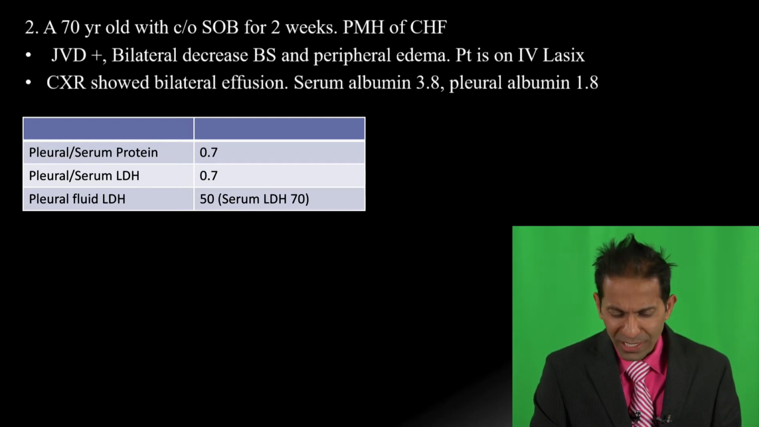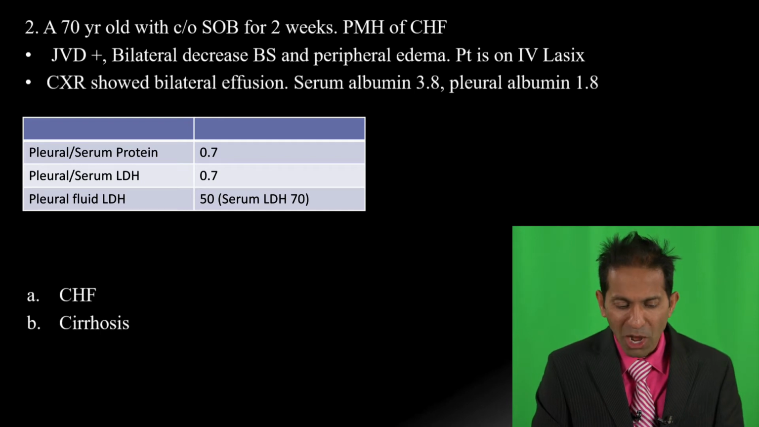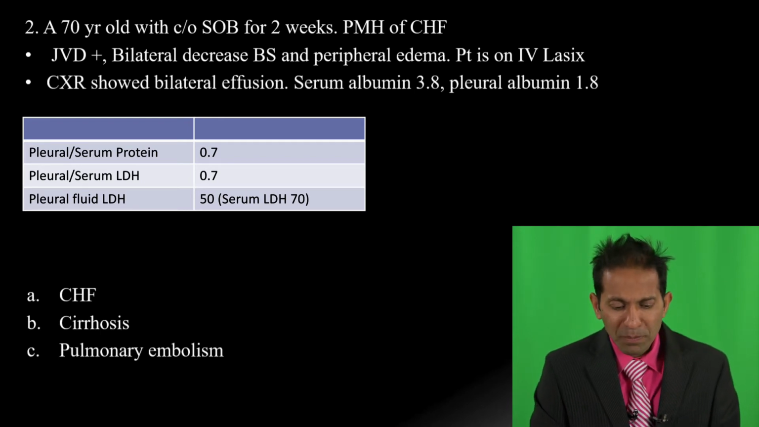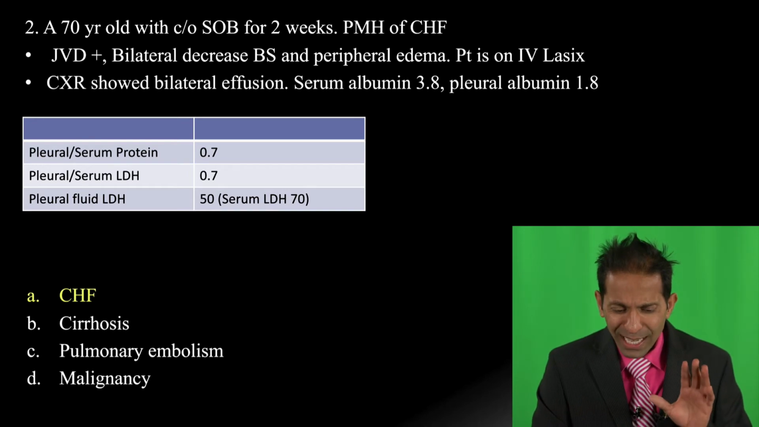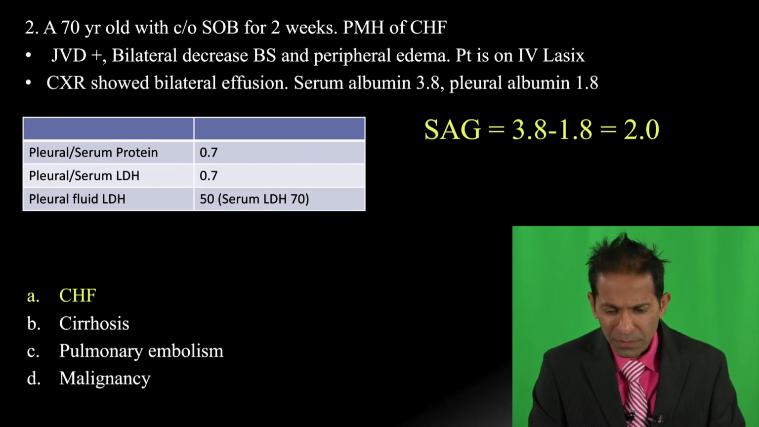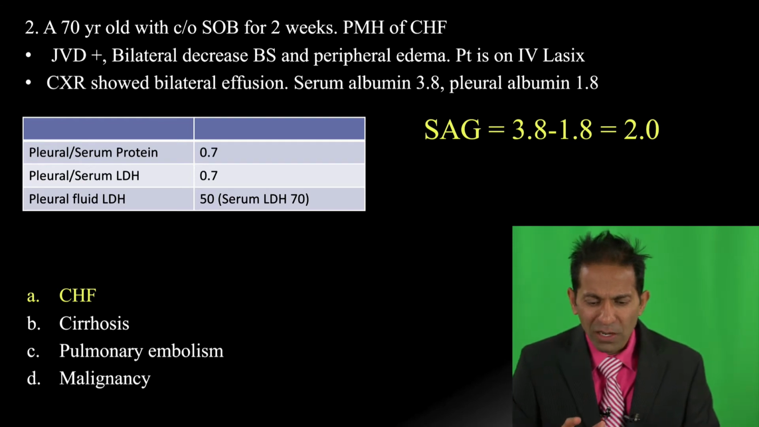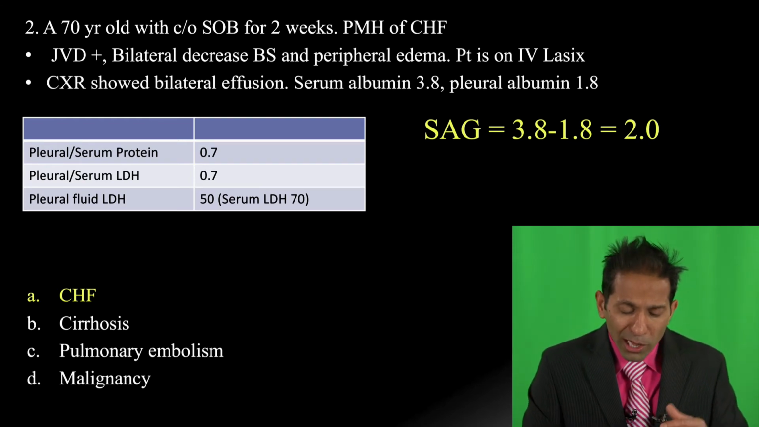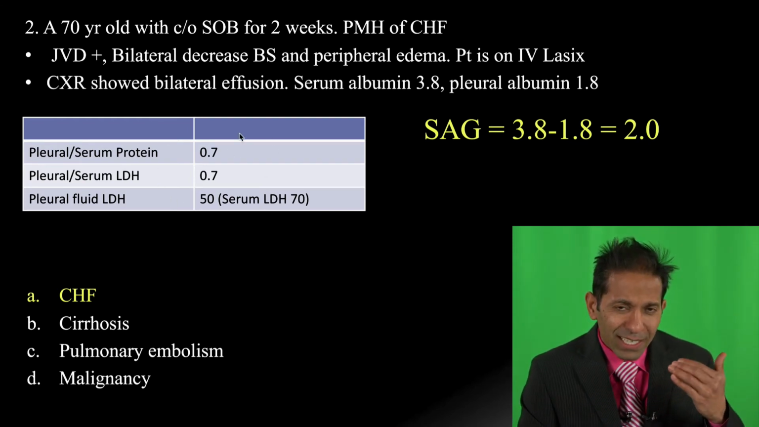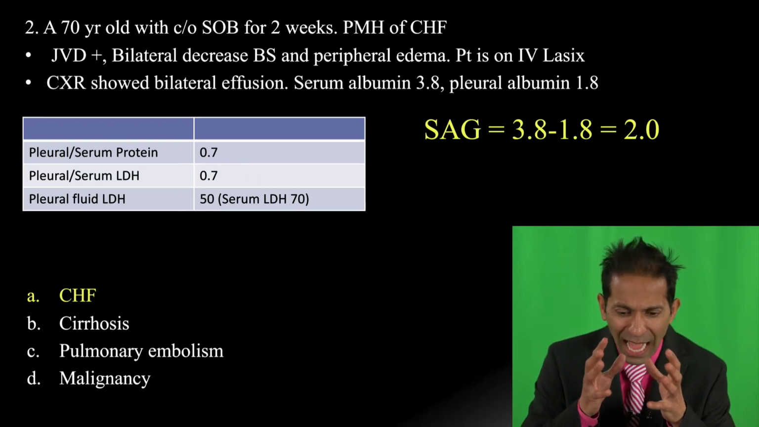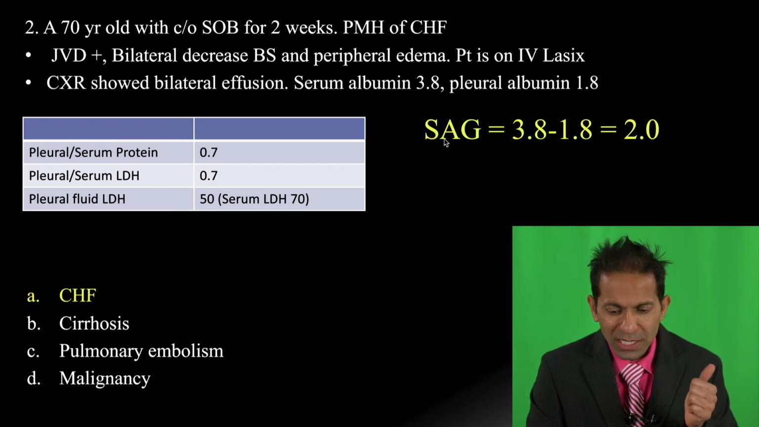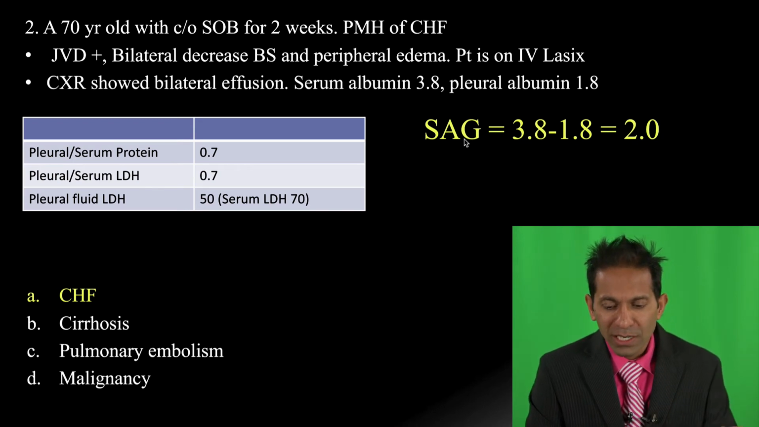So what does this patient have? Option A, congestive heart failure. Option B, cirrhosis. Option C, pulmonary embolism. Option D, malignancy. Most likely this patient has congestive heart failure. The reason is that although his Light criteria is exudative, his SAAG, the serum effusion albumin gradient, is 2.